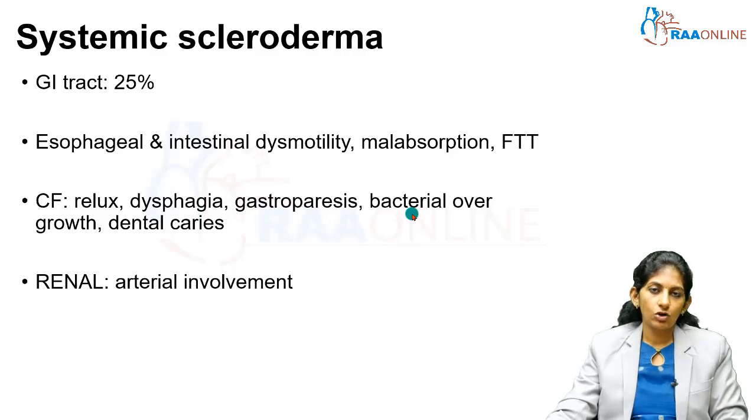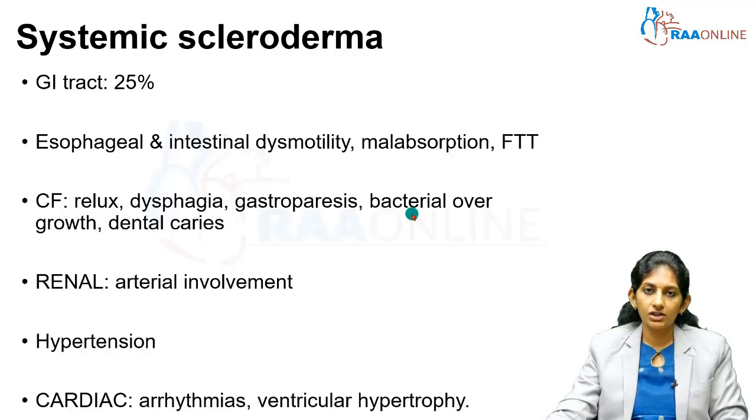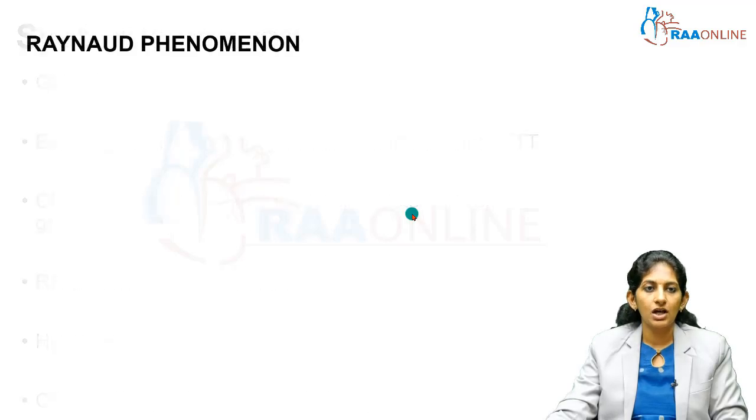Next involved system will be renal, arterial involvement leading to hypertension. Cardiac involvement, valvular disease, arrhythmias or ventricular hypertrophy is also common. So talking about Raynaud phenomenon.